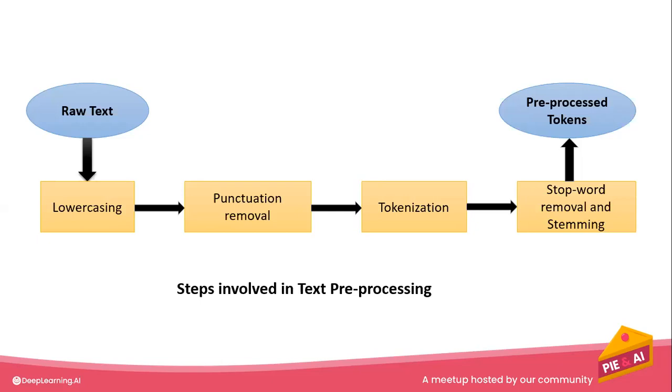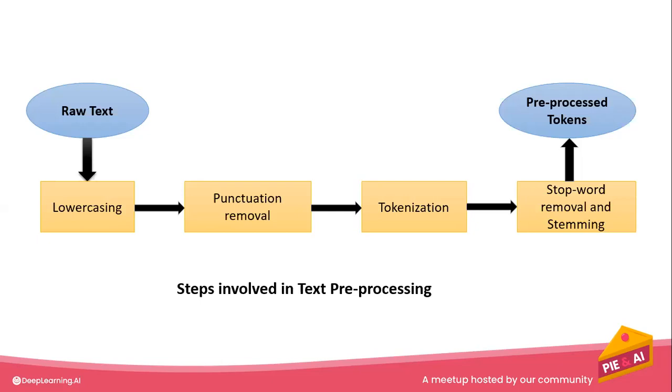After that, we go for tokenization. In tokenization, we split the sentence into each and every word. So after tokenization, a sentence will be represented as a list of words. And after tokenization, we go to the next step in which we perform stop word removal and stemming.